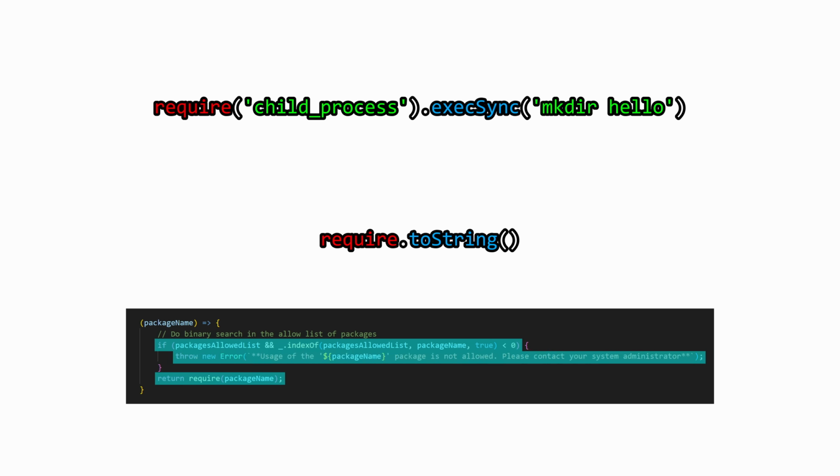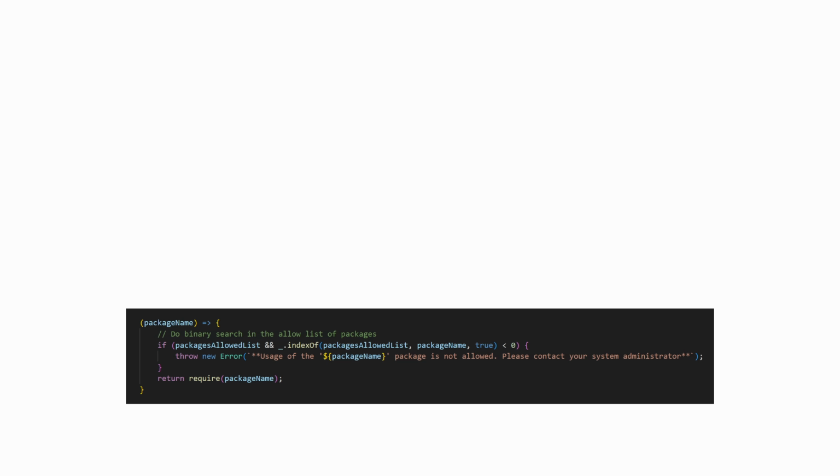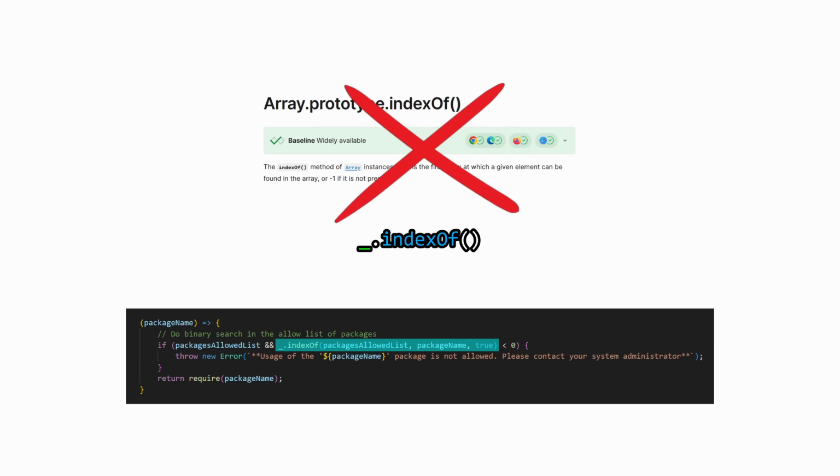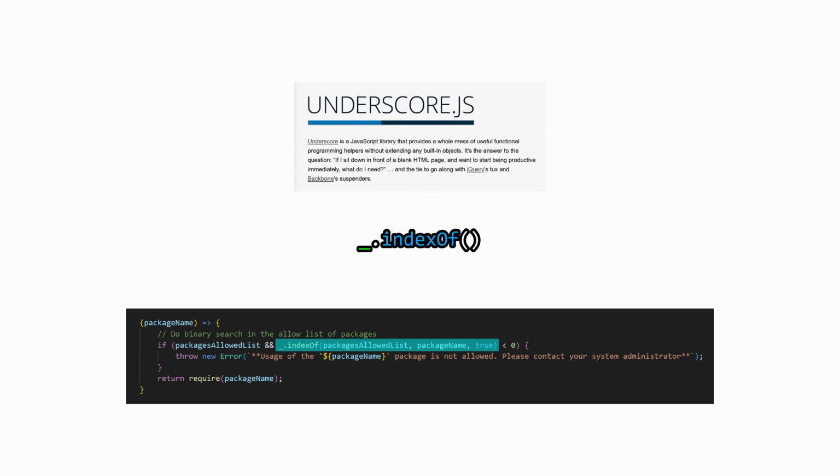While this may look harmless at first glance, you might have noticed that they are using the underscore dot indexOf function rather than the native JavaScript array indexOf method. This is actually quite interesting. The underscore dot indexOf function that they are using is the function from the underscore module and is not a native JavaScript method. This enables us to do something interesting.